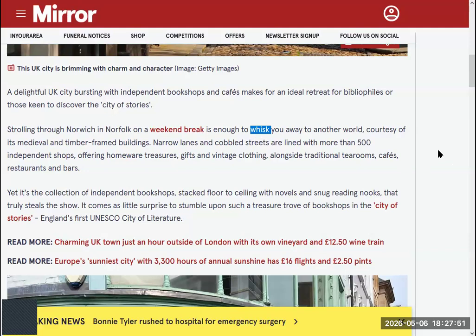So it's a day trip, a very quick day trip away. They're talking about, I think, really. Indeed, it says a weekend break.